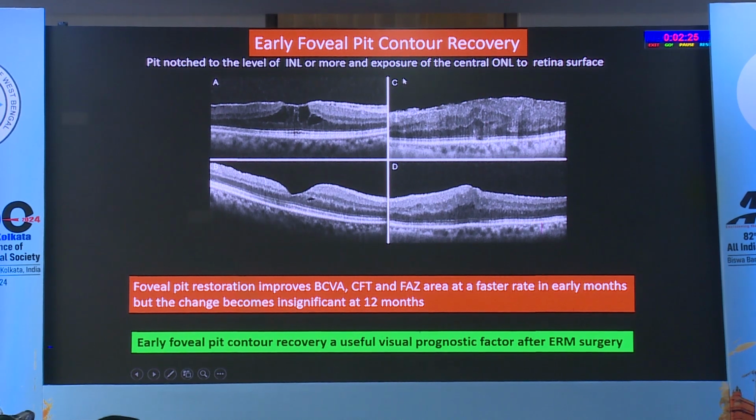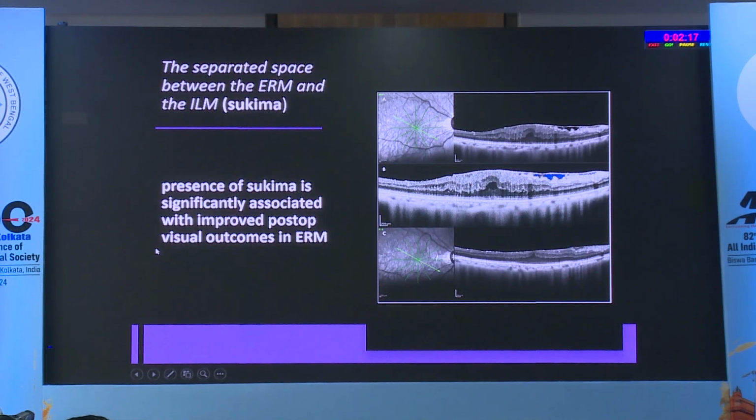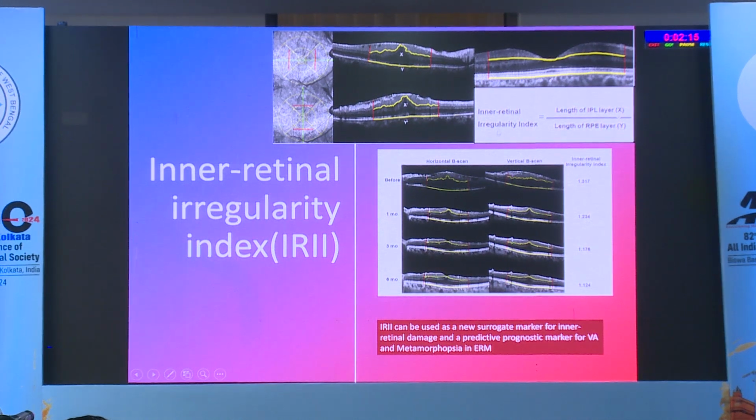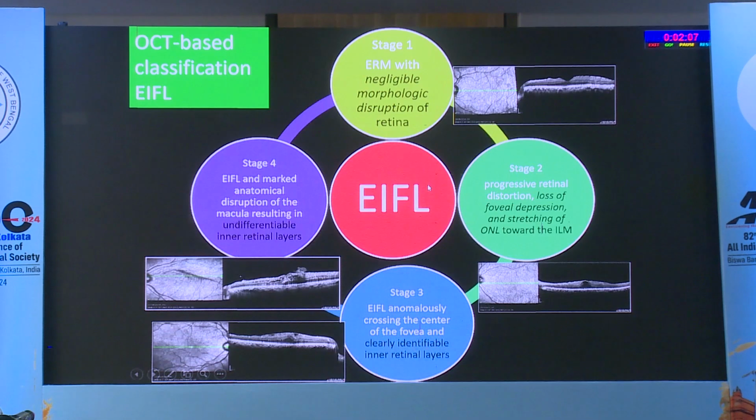Look for the pit contour recovery post-surgery, which gives a clue. If you have an early pit contour recovery, they tend to do well when compared to the other patients. Another entity which has been described is what is known as the inner retinal irregularity index, which is also a surrogate marker which tends to correlate with the visual acuity and metamorphopsia score. So one needs to look into that.